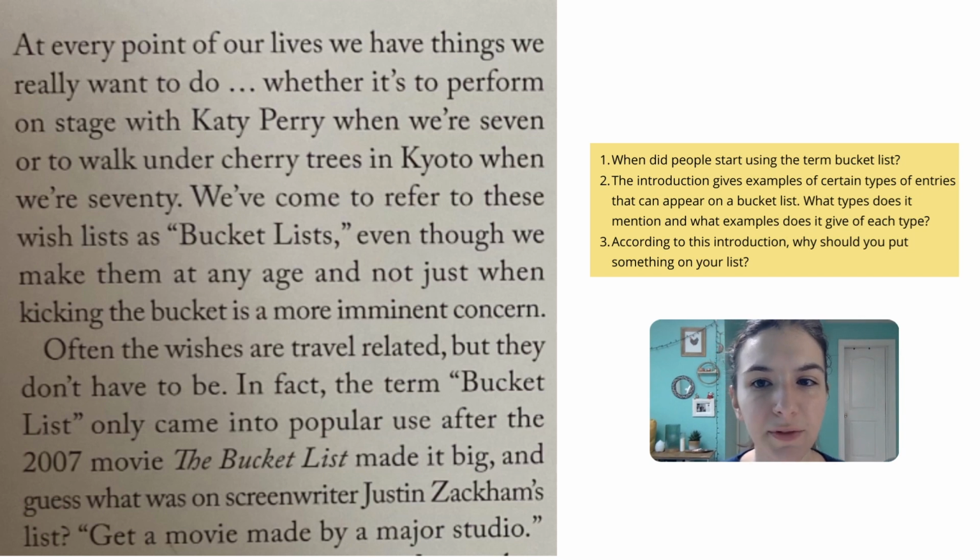At every point of our lives, we have things we really want to do. Whether it's to perform on stage with Katy Perry when we're 7, or to walk under cherry trees in Kyoto when we're 70. We've come to refer to these wish lists as bucket lists, even though we make them at any age, and not just when kicking the bucket is a more eminent concern. Often the wishes are travel related, but they don't have to be. In fact, the term bucket list only came into popular use after the 2007 movie The Bucket List made it big. And guess what was on screenwriter Justin Zacham's list? Get a movie made by a major studio.